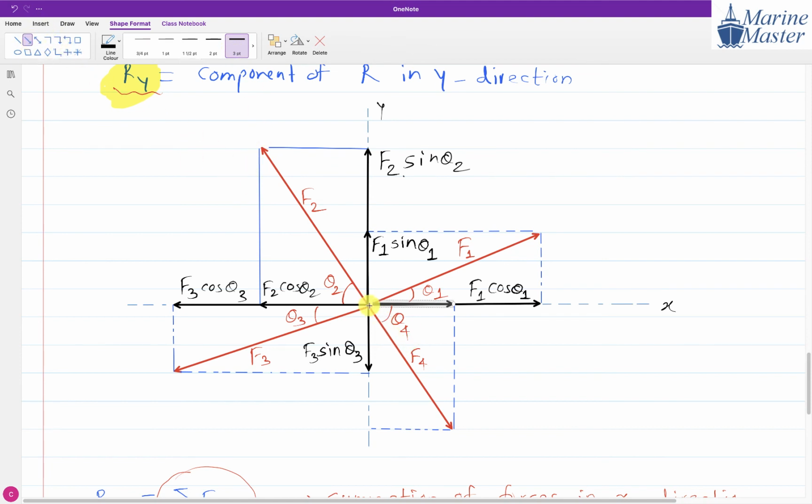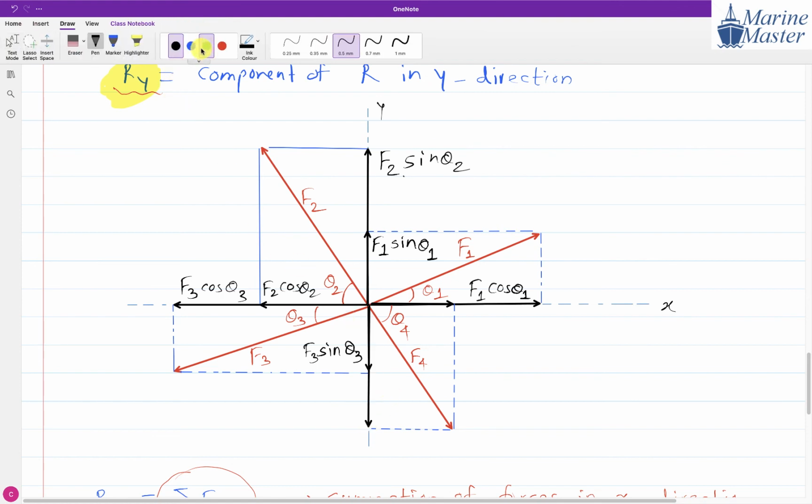And here we will have another component in the y direction. So this component will become F4 cos theta 4, and this component will become F4 sin theta 4. Any doubt in this discussion, sir? No, sir. So now, before going further, please draw this figure properly. One minute. I am going to make this one dotted. Complete this figure properly.